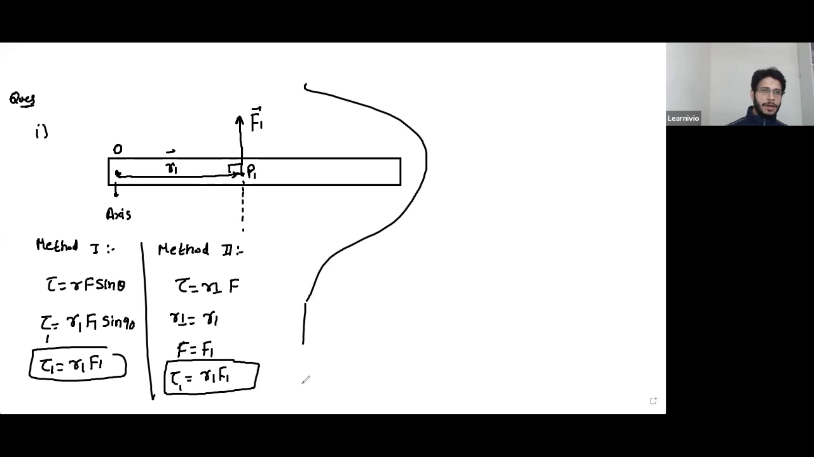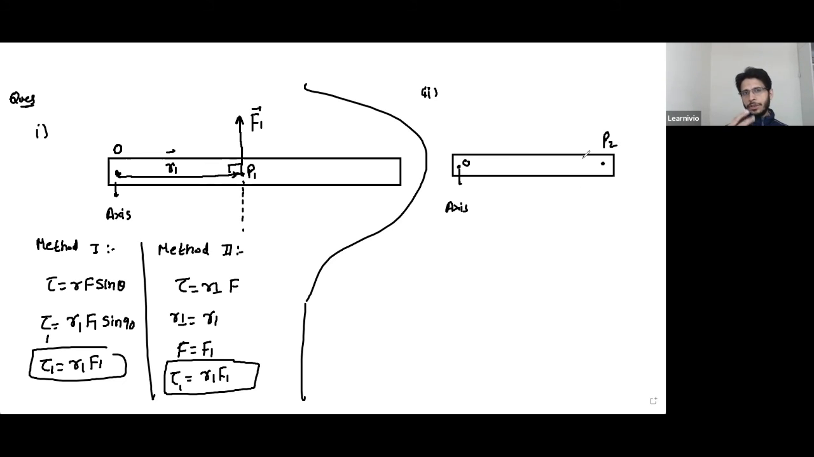Let's do one more part. Let's take the same rod, but now applying force in this way. Like this is the axis. Second part. All questions on torque that you will get in NCERT will involve any one of the 3 cases; I'm doing 3 cases. And applying force in this way, this is F2, this is R2.